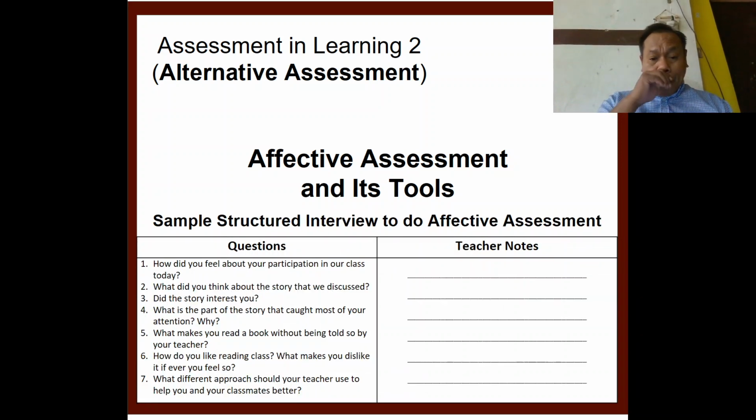This is a sample structured interview to do affective assessment. For example, you want to interview your students since your students seem to be not following what you have taught, no? So you just select one and you ask the questions. Of course, as you ask questions, as teachers or interviewer, you need to write some notes. How did you feel about your participation in our class today?